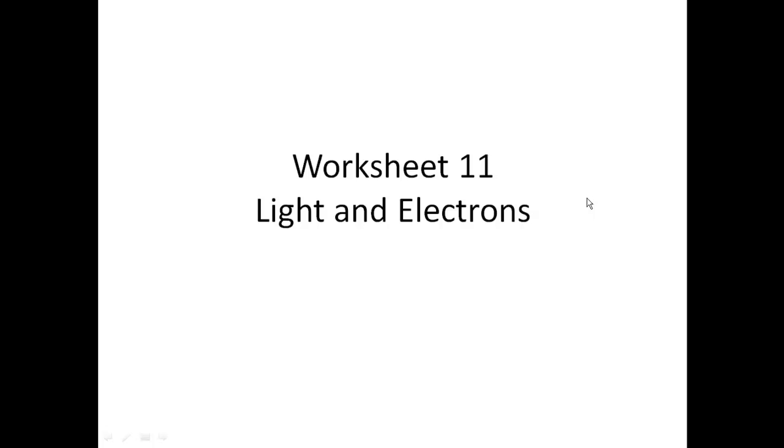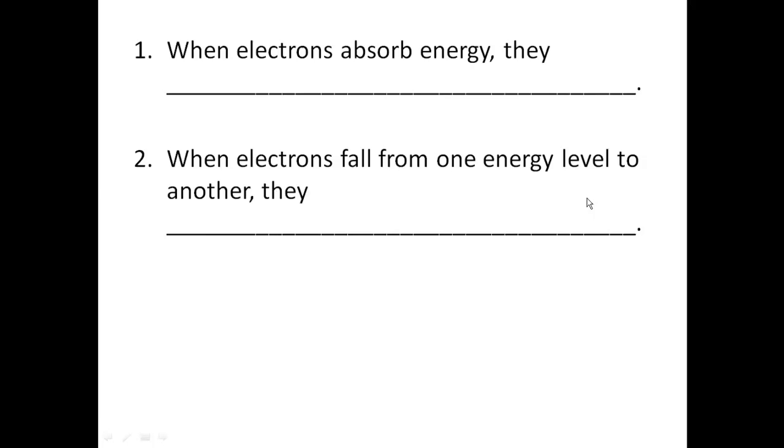All right, folks, now we're going to talk about light and electrons. What's going on with those electrons? When electrons absorb energy, they go up. They go up in energy level. They go further from the nucleus. You can put this many ways. They go to a higher energy level.